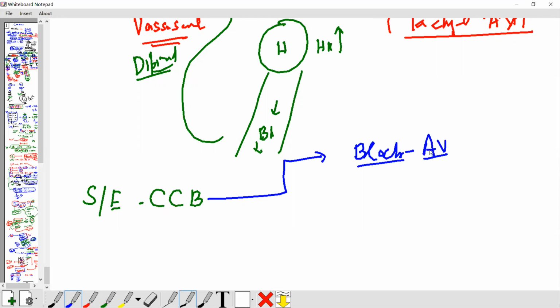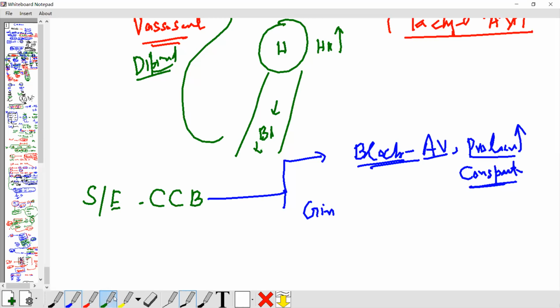AV block. Another side effect of cardioselective verapamil is that it increases the prolactin level. Another side effect, constipation. They also block the GIT muscle, so that's why constipation. AV block, prolactin and constipation. Clear? Another very important side effect here, gingival hyperplasia.